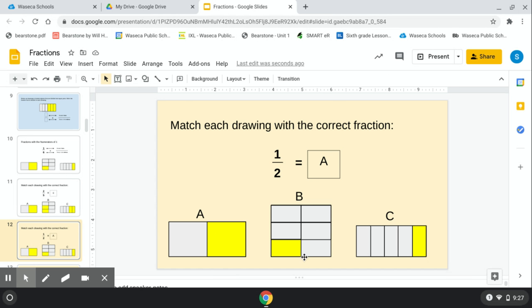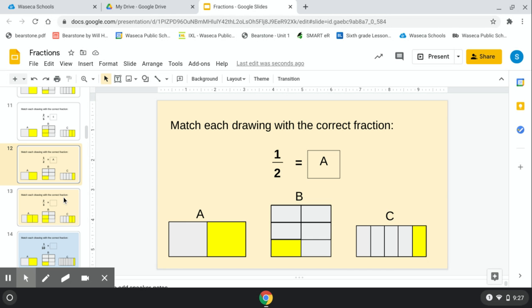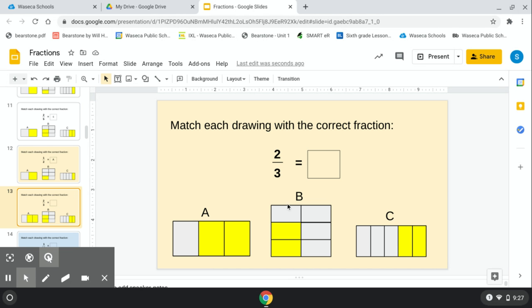We know B wouldn't work because it's split into 1, 2, 3, 4, 5, 6 equal parts. We know C won't work because it's split into 1, 2, 3, 4, 5 equal parts. So A is our correct answer. Let's try one more together, and then you are going to try some by yourself. So which one of these drawings represents 2/3, or which one of these drawings has 2/3 of it shaded yellow?